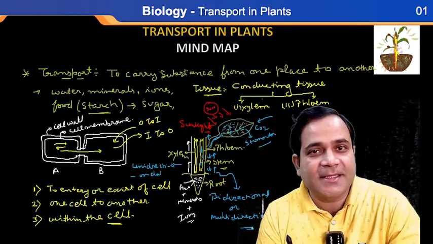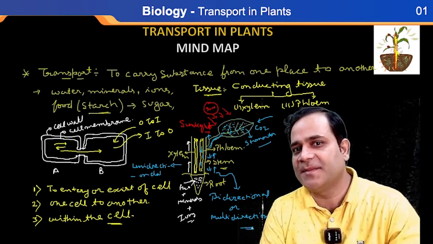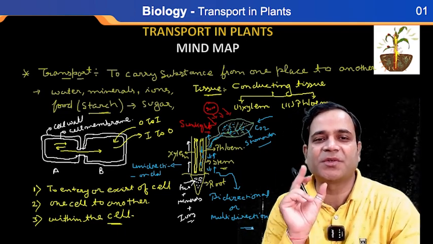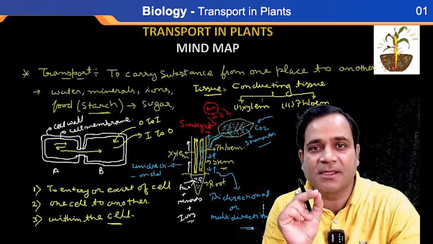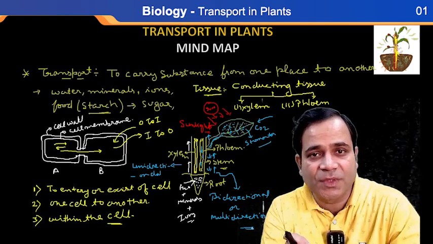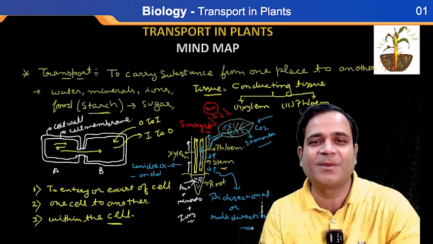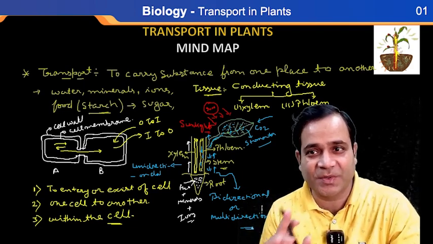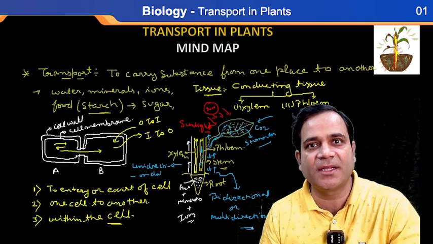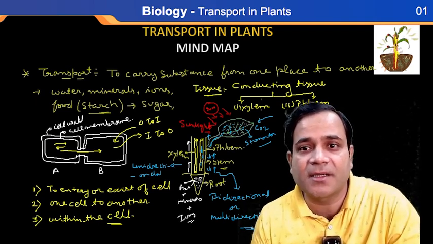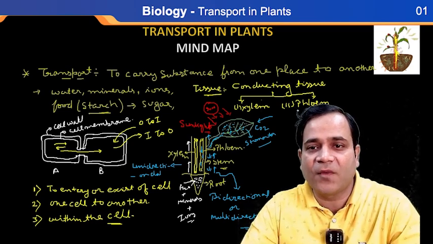So bidirectional as well as multidirectional, I'm saying. Getting my point? So phloem is such a conducting tissue which is responsible to carry the manufactured food. Stored in the form of starch but transported in the form of sugars, my dear, with the help of the conducting tissue. That very conducting tissue is what? Phloem.